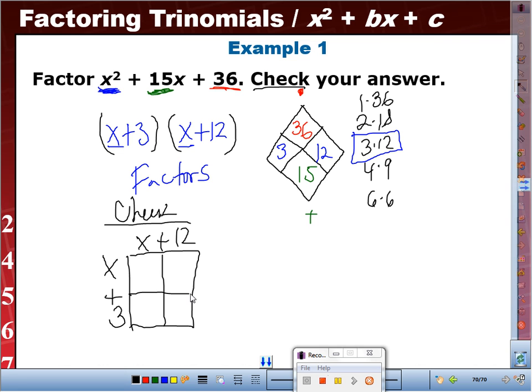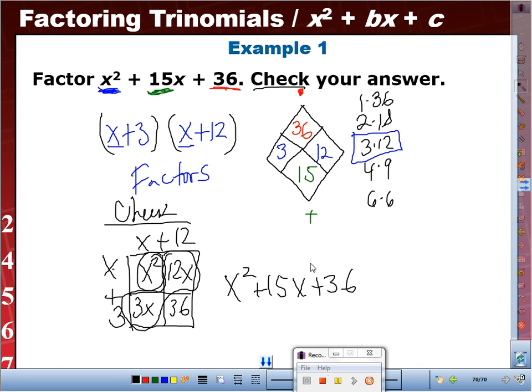Area model. So therefore, x times x, x squared, 12 times x, 12x, 3 times x, 3x. 3 times 12, 36. So my first term is x squared. Draw your peanut right here. 12 plus 3, that's 15x. And then we end up with 36. Is that what we started with? Yep. That's how you check. Boom. Bam.